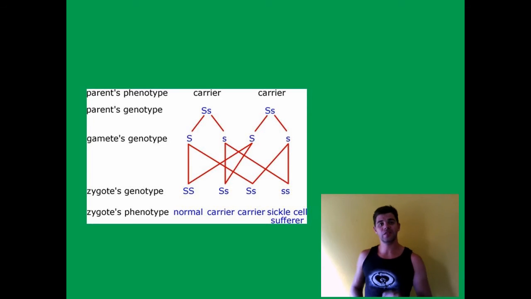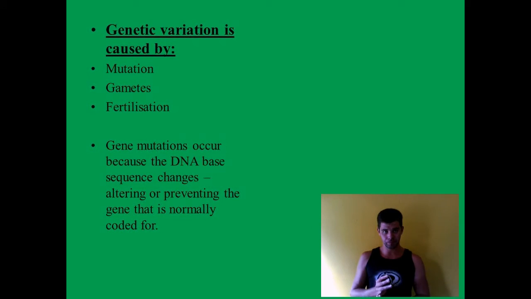So genetic variation is caused by a few different things. Okay, so everybody is different. Everyone is varied. That's because of genetic variation, because we don't all have exactly the same genes. Genetic variation can be caused by mutation. It can be caused by the random combination of gametes meeting, and it can be caused by fertilization. Different sperm and different eggs meet, they create different people.